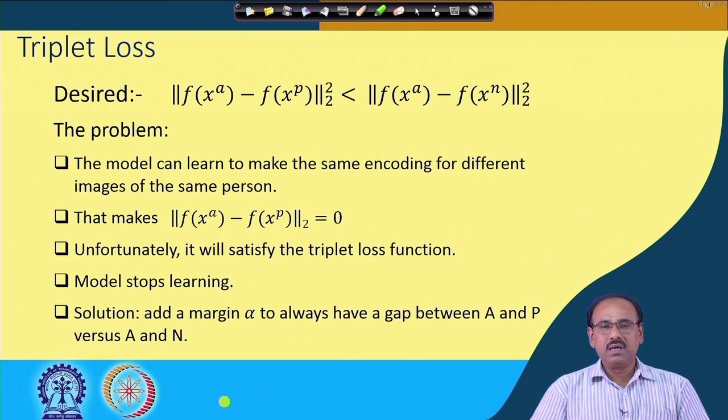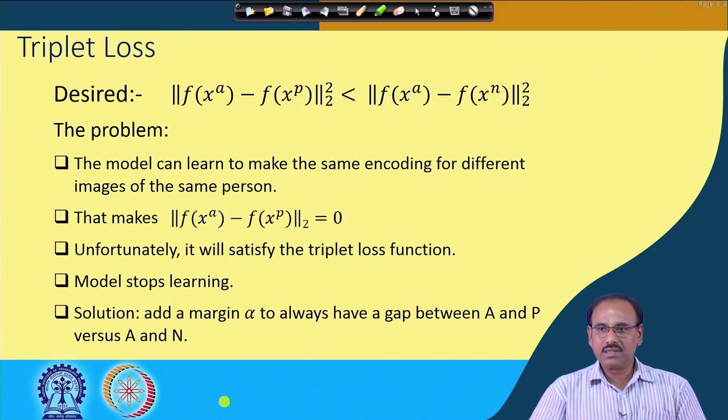Now the problem is that the model can learn to make the same encoding for different images belonging to the same person, and if so, then f(xa) minus f(xp) will be equal to 0, because it is the same embedding. And if it is 0, then the first condition which is desired, that is f(xa) minus f(xp) squared less than f(xa) minus f(xn) squared, will be true always. And if it is always true, there will be no further learning, as the triplet loss will always be 0. So the model stops learning.